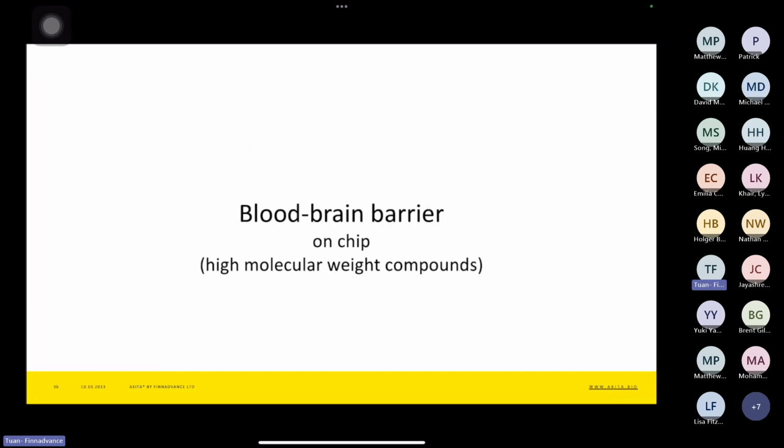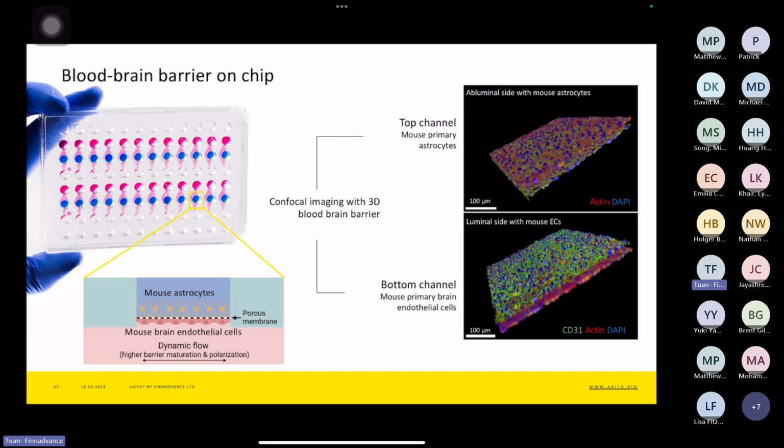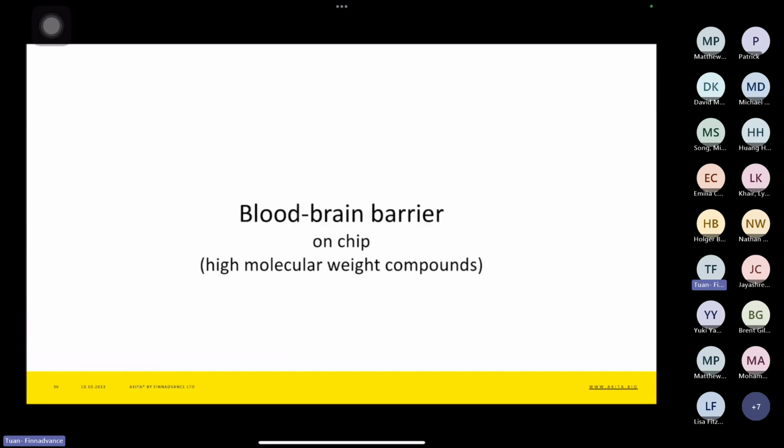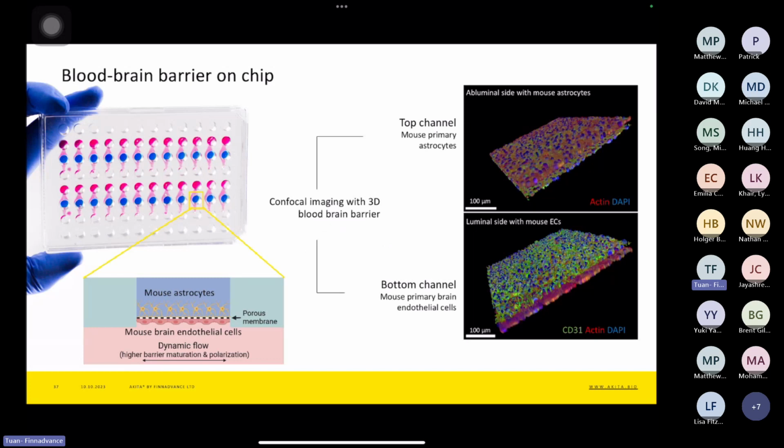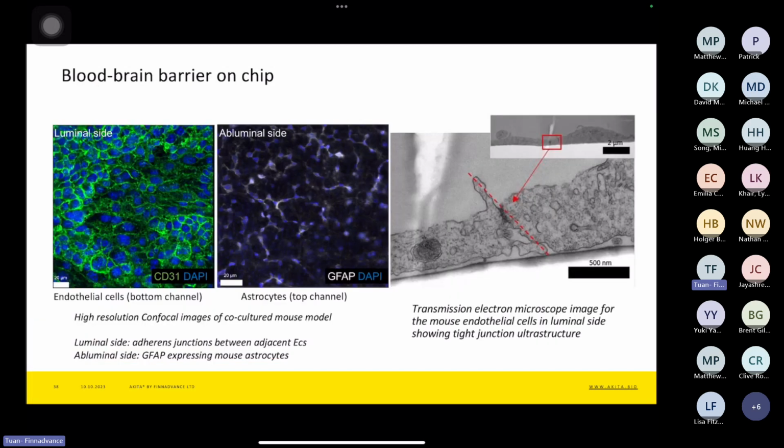And with higher molecular weight compounds, what did we do? You can see here we have the mouse astrocyte cells on the top of the membrane, and on the bottom we have the endothelial cells. With that setup, you can see on the right side we have the immunostaining of the different cell lines from the top and from the bottom to confirm the cell monolayer. And we also have the TEM images confirming the barrier formation and the cell-cell junction formation as well.